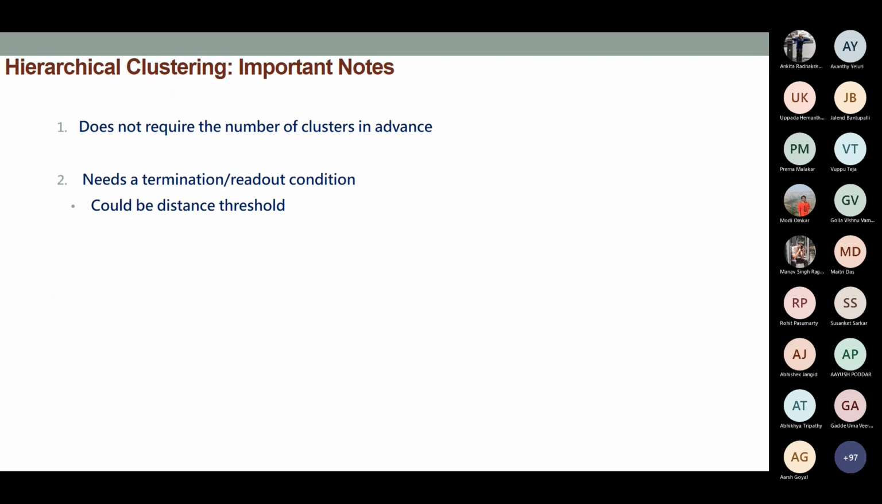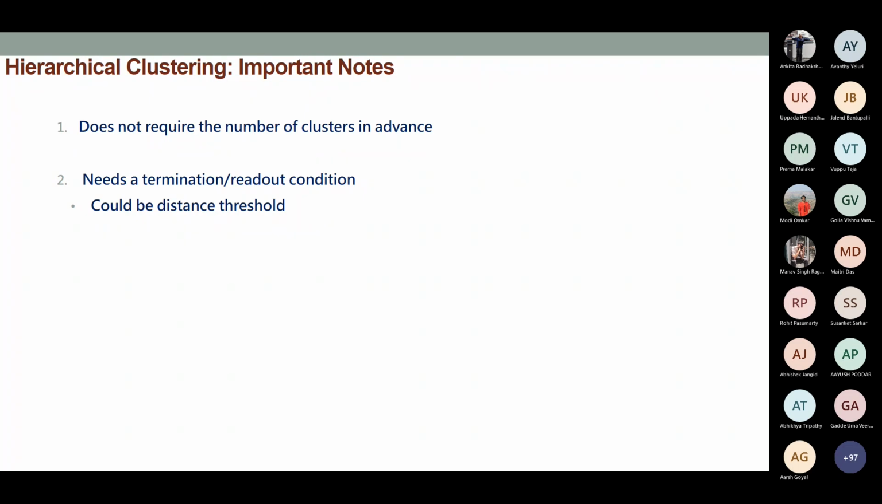So the good thing about this is that, unlike k-means, it doesn't require the number of clusters in advance. In a situation where you do not know the number of good clusters, this is actually a good thing. But of course, there should be some stopping criterion, which you cannot avoid.